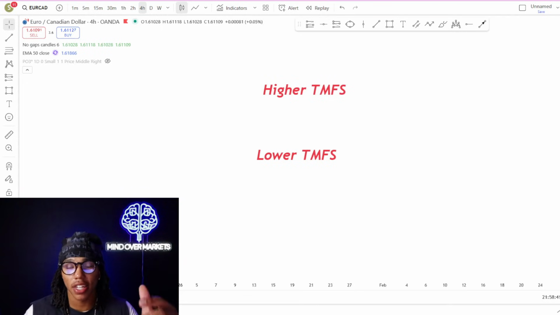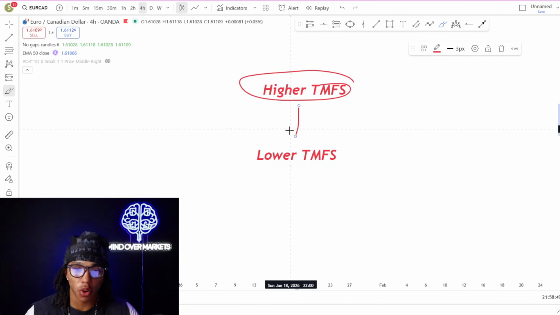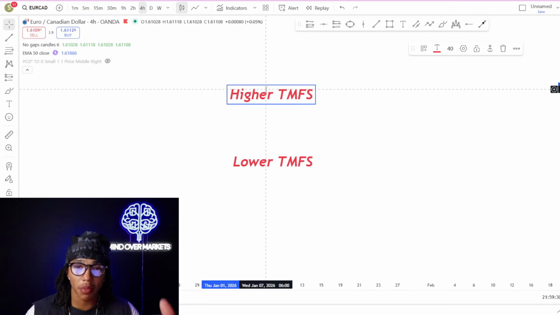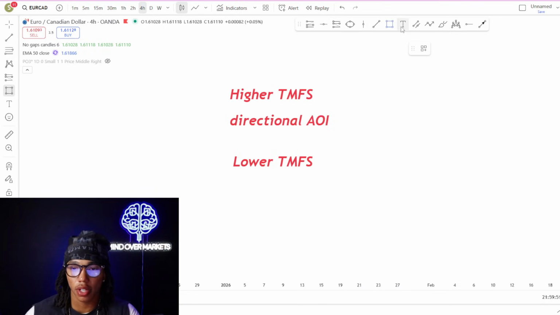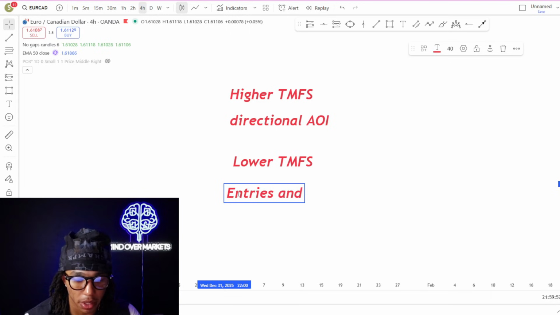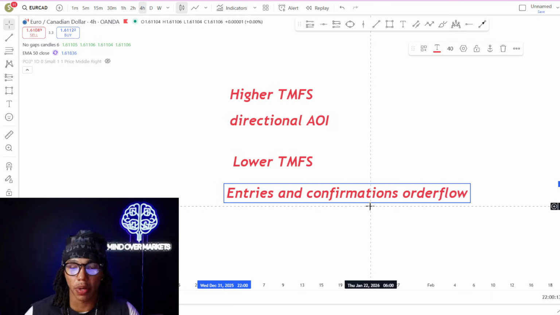Today I'm going to be teaching you guys how to do a top-down analysis, which is basically just taking the higher time frames and then working them down until we get to the lower time frames and basically just mashing them all together. And I'm going to show you guys how to do it the correct way. So basically all that we're doing when we're doing a top-down analysis is the higher time frame is going to be for the direction of the market, directional, and then where we find our areas of interest. And then the lower time frame is just where we're going to find our entries and confirmations along with order flow and seeing how the lower time frames are respecting the higher time frames.